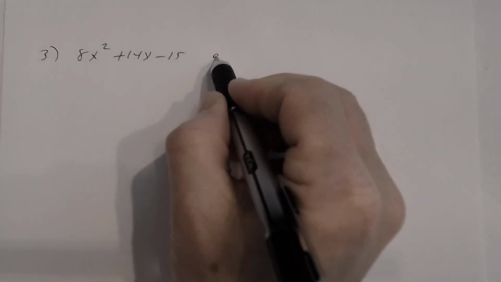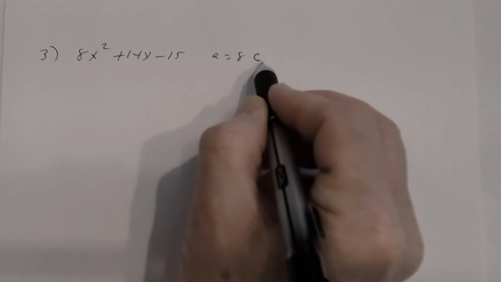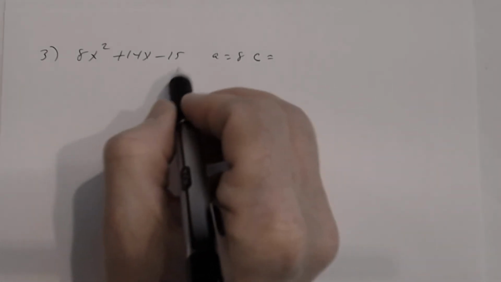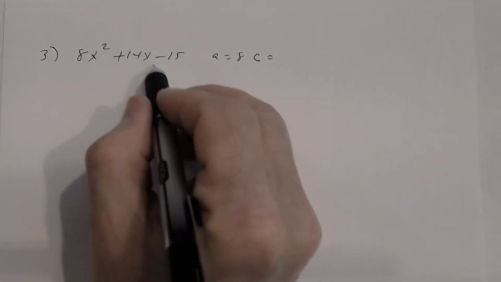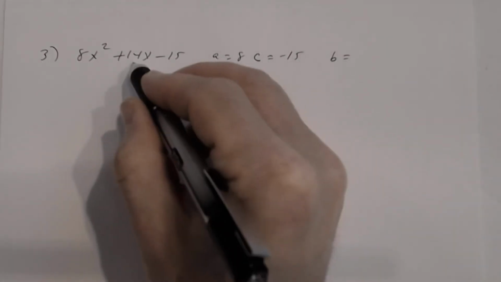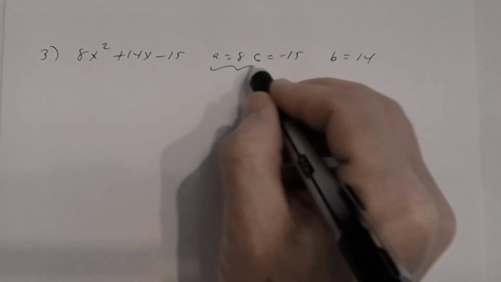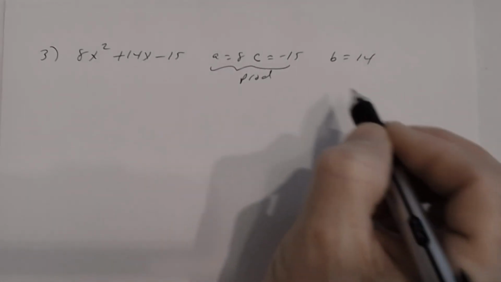Okay, so A is the coefficient of x squared, so that's 8. Then C, remember AC method, product sum. So C is your constant. Now be careful, don't say it's 15. It's negative 15. That's important. And then B is the coefficient of x, which is positive 14. So this is your product. Use your calculator if you need to.